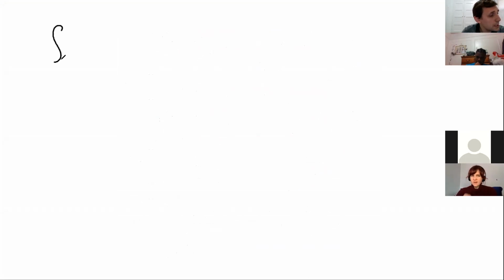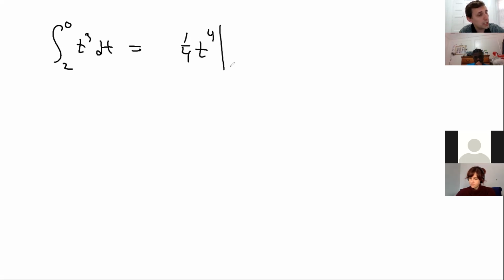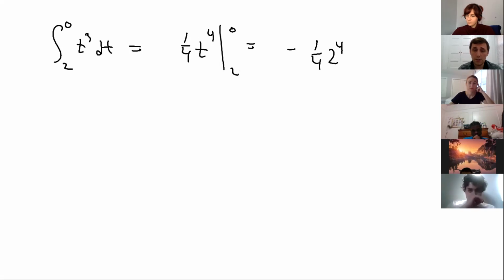So for instance, if I say integral from 2 to 0 of t cubed dt, couldn't I just say, I know the antiderivative of t cubed, and I can write t to the 4, and I write 1 over 4, and I write 2 and 0, and the result is, plug in 0 at 0, so the result is minus 1/4 times 2 to the 4. Why did I go through the fuss of carrying out Riemann sum? Why did I do that? Would anybody care to comment?